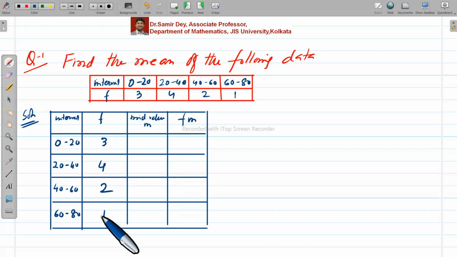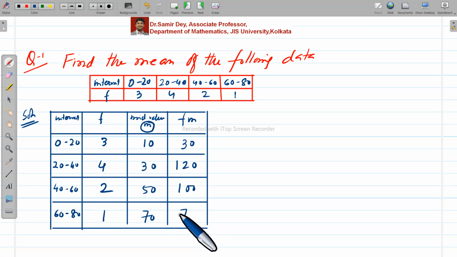So what is the mid value? 0 plus 20 by 2, that is 10. 20 plus 40 means 60 by 2 means 30. 40 plus 60 divided by 2 means 50. 60 plus 80 means 140 divided by 2 means 70. This is your m, the mid value. So f into m: 3 into 10 is 30, 4 into 30 is 120, 2 into 50 is 100, and 1 into 70 is 70.